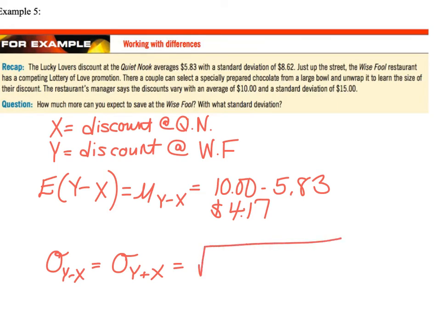So I do the square root of the new standard deviation, which was 15, so 15 squared plus the one we've been working with the whole time, which would be 8.62 squared. And I'm going to toss this in my calculator, and there it is, $17.30. So discounts at the Wise Fool will average $4.17 more than at the Quiet Nook, with a standard deviation of $17.30.